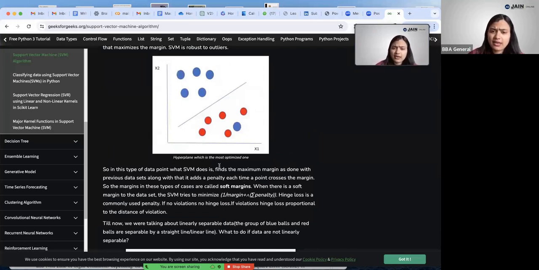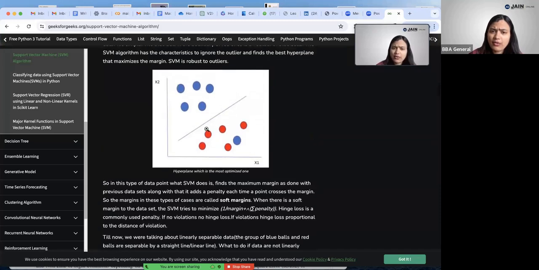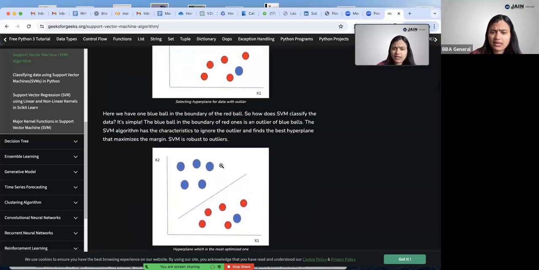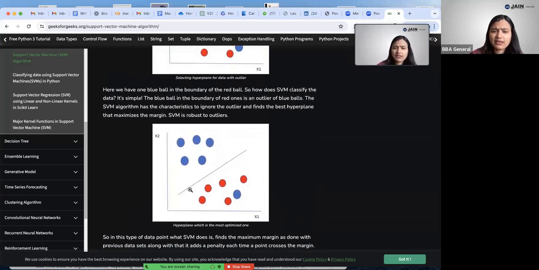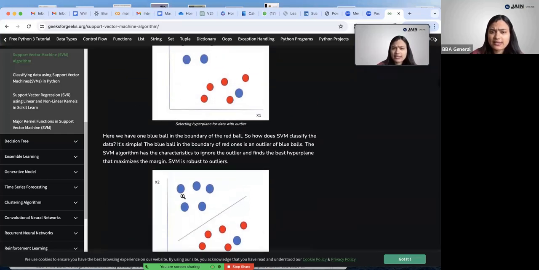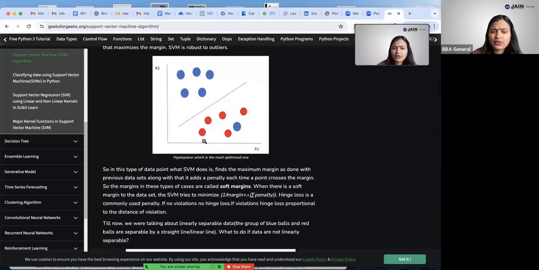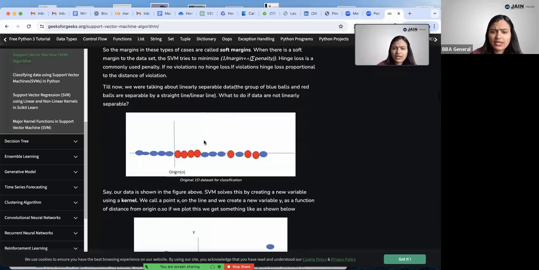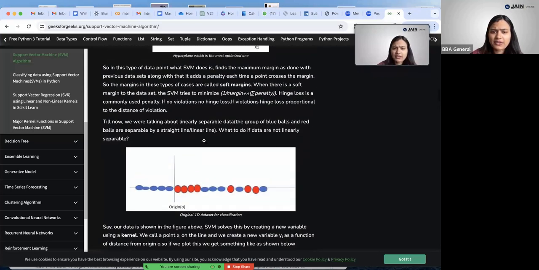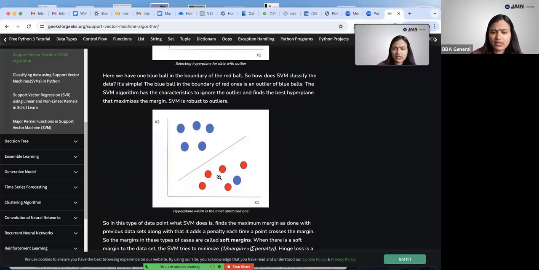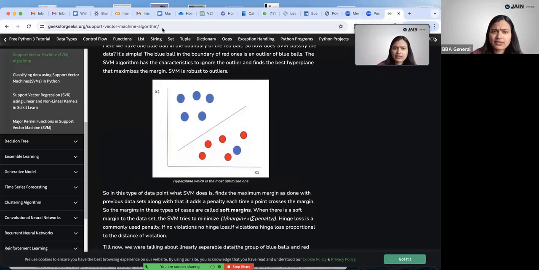There is a lot more detail after this, but I think for this basic fundamental class, this much information is enough. If you are willing to go through more detail on what happens for the nonlinear classification, then you can refer to this tutorial, GeeksforGeeks.